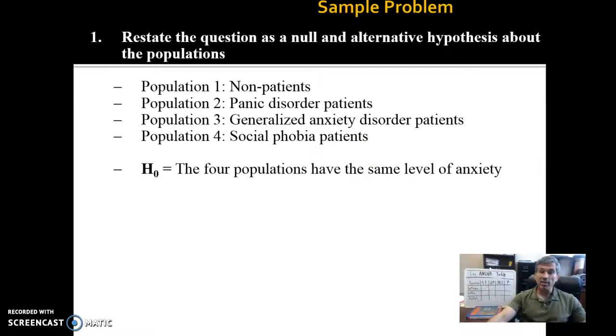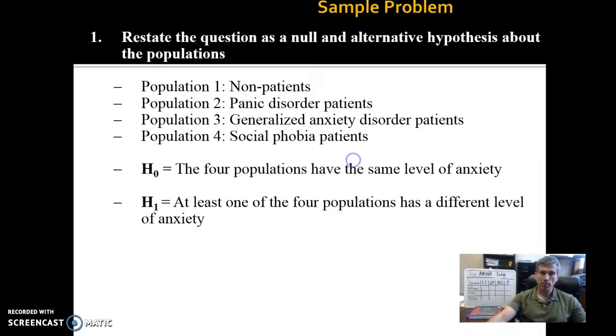The null hypothesis is simply that they all are equal to one another in terms of their average level of anxiety. You could say mu1 equals mu2 equals mu3 equals mu4. It's a little bit of a mouthful. It doesn't take too long to write out. Or you can just write it out in English this way. The 4 populations have equal means, or the same level of anxiety.